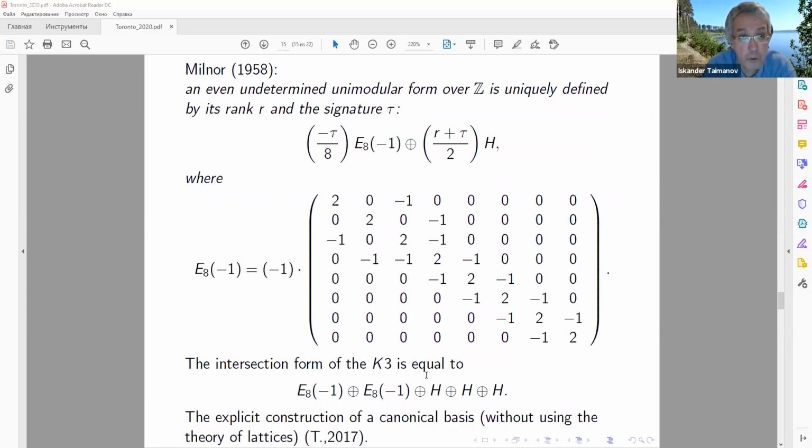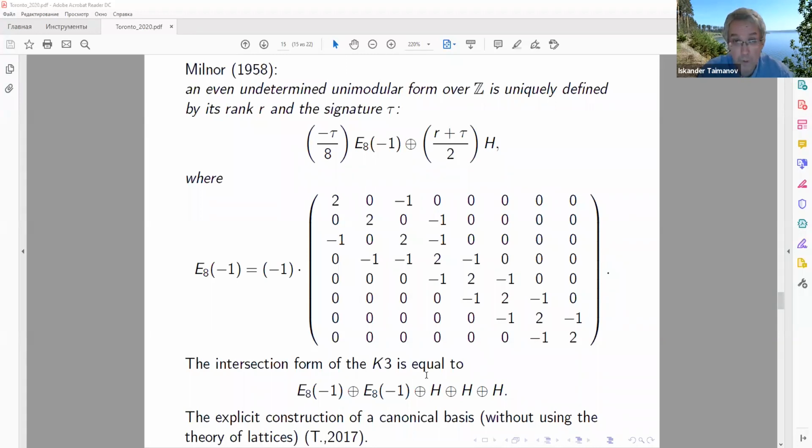And he proved the following: an even indefinite unimodular form, where even means that the scalar product of each element with itself, the square of each element, is divisible by 2 over Z, so it's an even number. An indefinite unimodular form over Z, which has to be the intersection form over Z for this surface, is uniquely defined by its rank r and the signature tau.